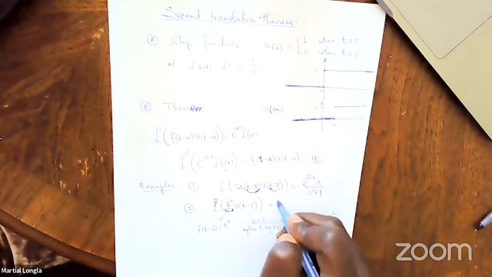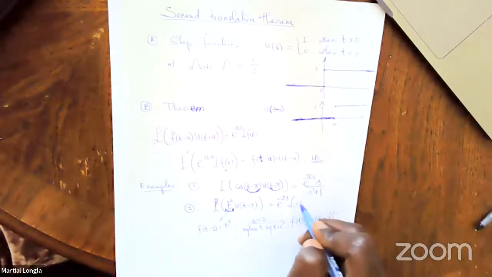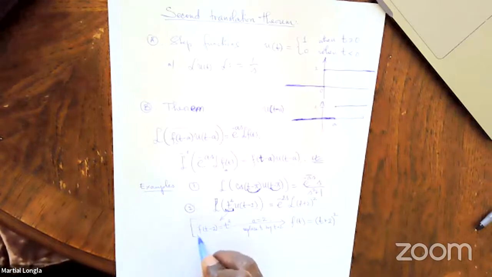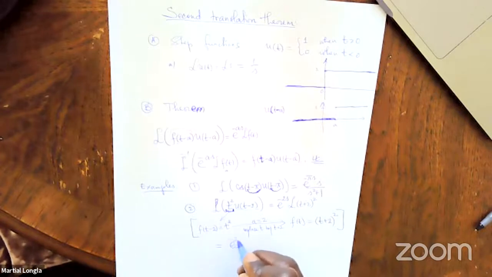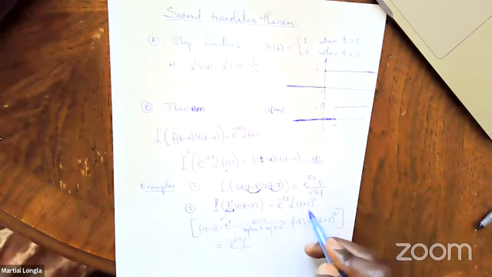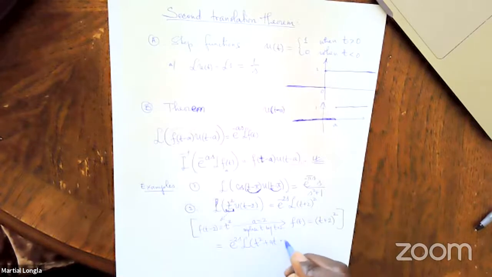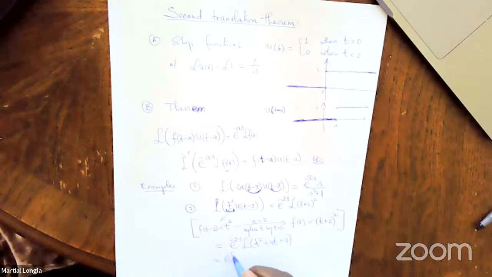So the answer here is equal to e to the minus 2s Laplace transform of f of t, which is t plus 2 squared, not t squared. And now you can go on to continue. E to the minus 2s Laplace transform. And the only way you can find the Laplace transform of this thing is to open the parenthesis, cross multiply. So that's t squared plus 4t plus 4. And then you find the Laplace transform of that, e to the minus 2s.